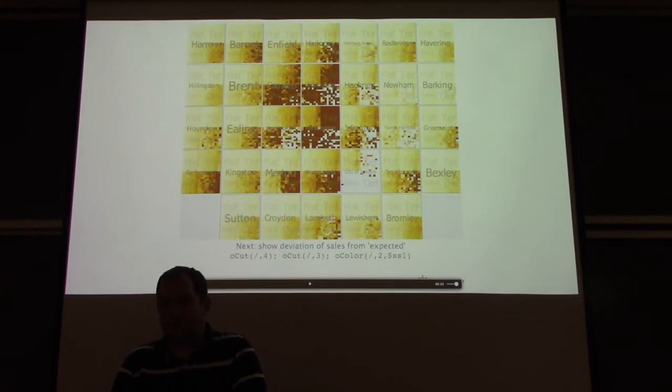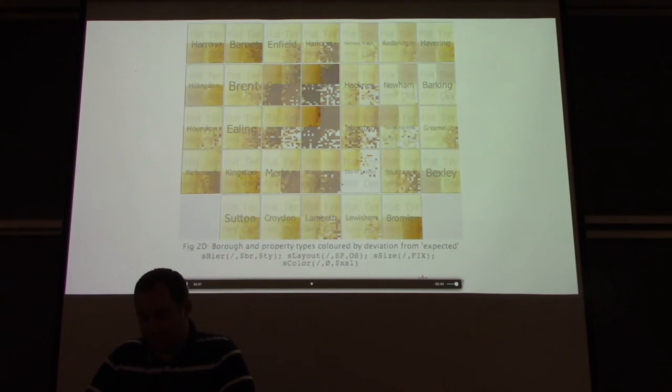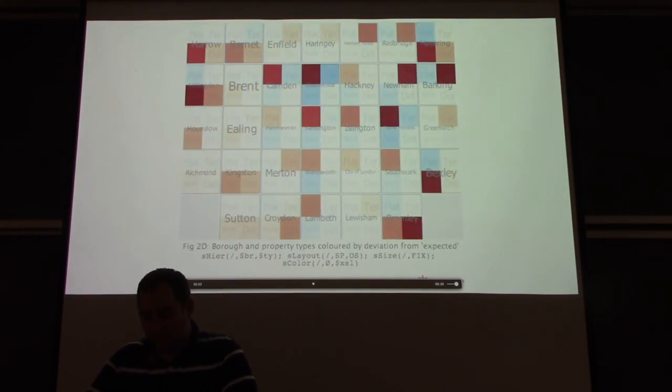So this is what I mean by deriving what they're doing here and now. They calculate the average price, and then instead of showing the price, they show the deviation from the average price. It can be used to test hypotheses. The diverging colour scheme shows blue for lower than baseline and red for higher than baseline, showing that flat sales dominate in the centre, but terraced and detached housing dominate in more peripheral areas.